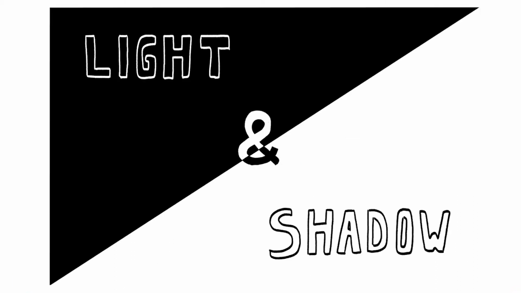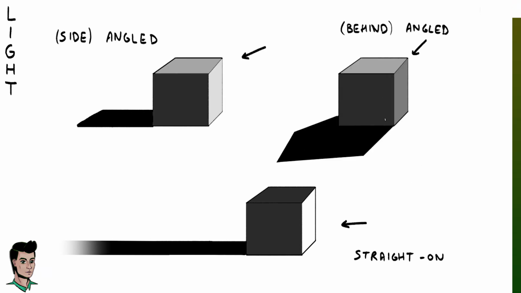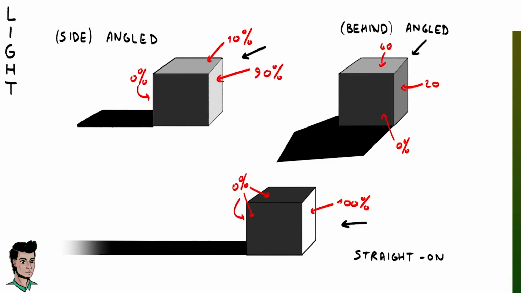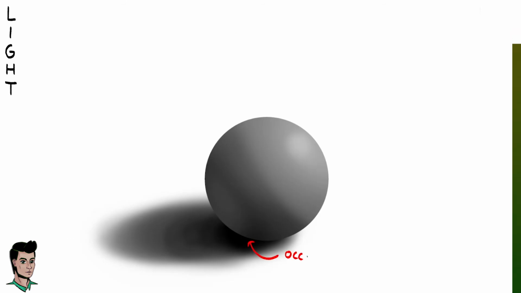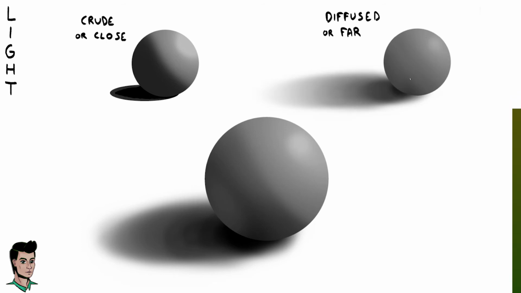Let's keep our 3D cube to talk about light and shadow. The more a plane is angled compared to the light source, the less light it will get. Let's add a sphere to showcase all the shadows you need to consider. The darkest area will be the occlusion shadow, and the lightest is the highlight. The more diffuse the light is, or the further away it is, the softer the shadow edge will be.